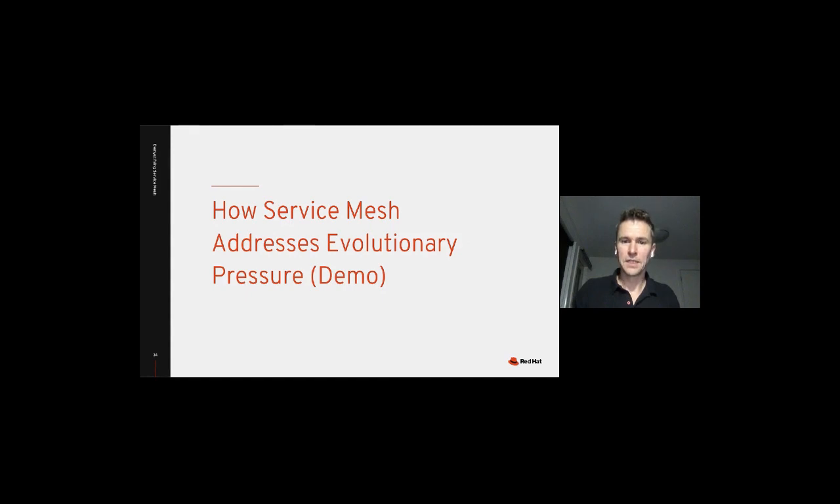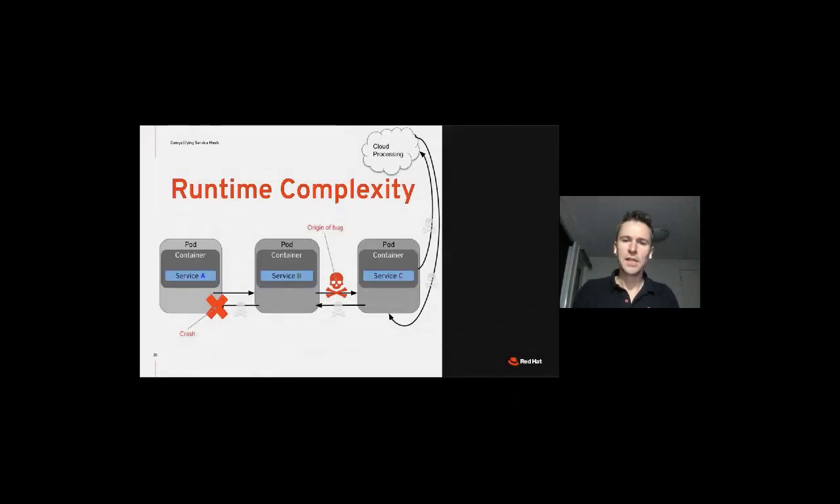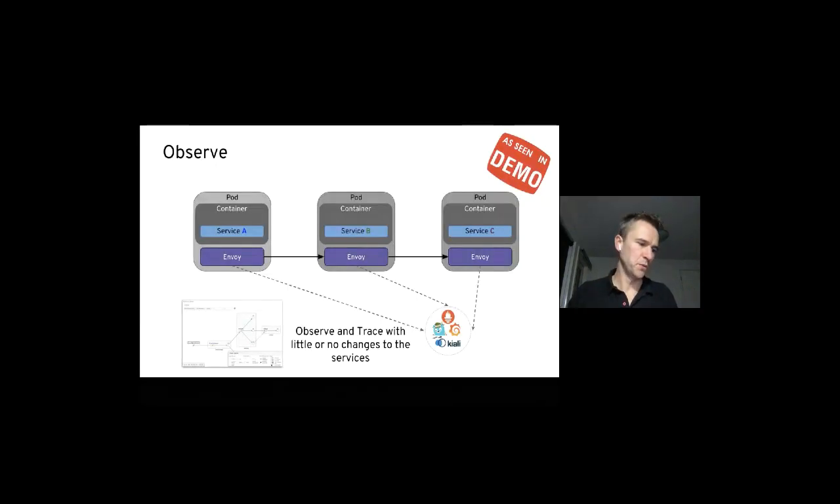Oh, cool. Well, while people are looking at that poll, I'll just talk a little bit about, remember the issue about runtime complexity. And how do we deal with timeouts and latency and all these other network failures that we have to deal with? So Service Mesh adds a couple features that can help us with observability, right? And that's kind of what you will see here.